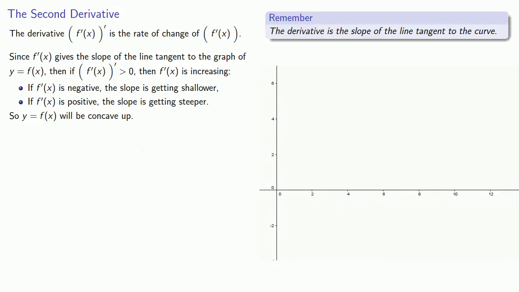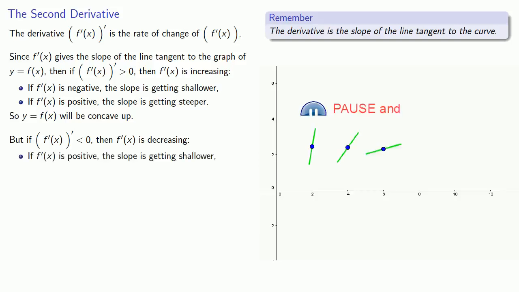On the other hand, suppose my second derivative is negative, then f prime of x is going to be decreasing, and if f prime of x is positive, my tangent line might look something like this, but if f prime of x is decreasing, then the slope is getting shallower, and so later tangent lines will look like this. And putting it together, my graph might look something like this.